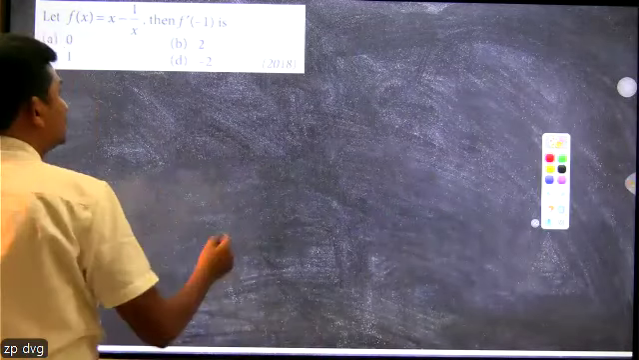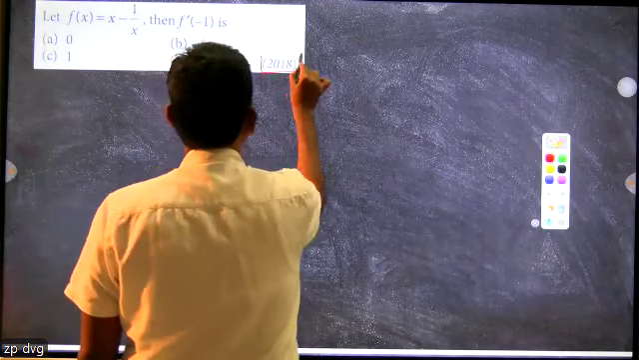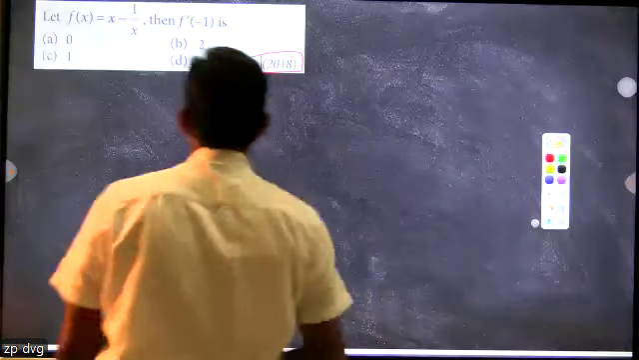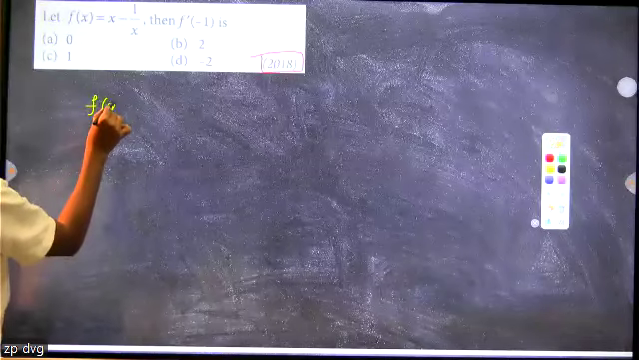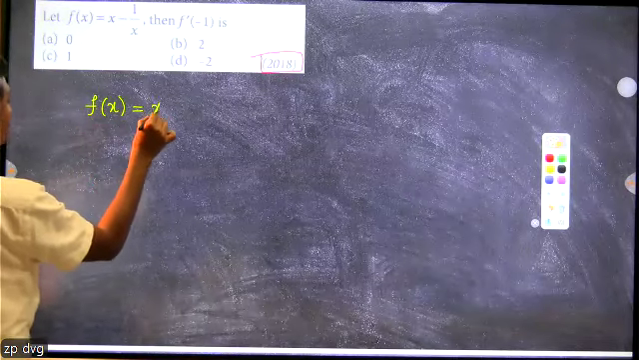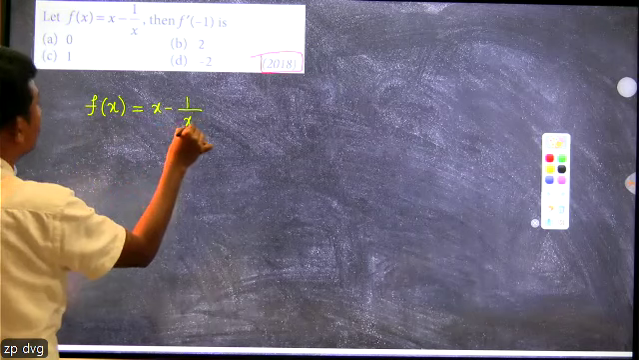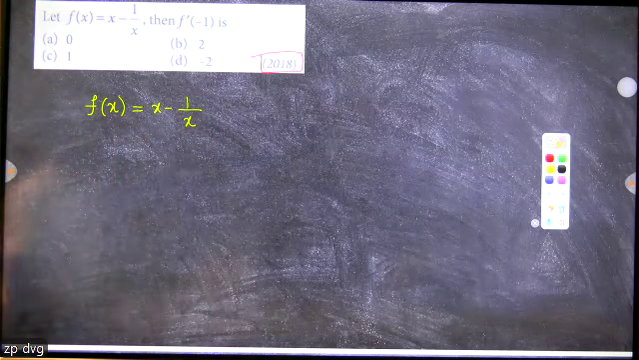See, this is the question given in the 2018 KCET exam. What they have given, f of x is given. Okay, what is f of x? F of x, they have given as x minus 1 by x. Okay, what you need to calculate? F dash of minus 1.